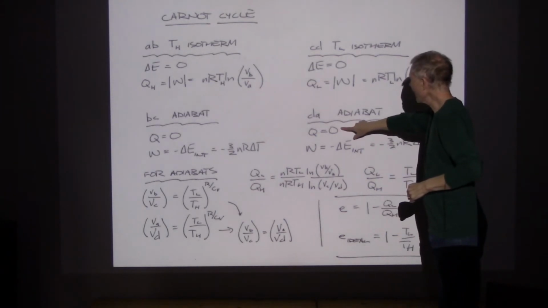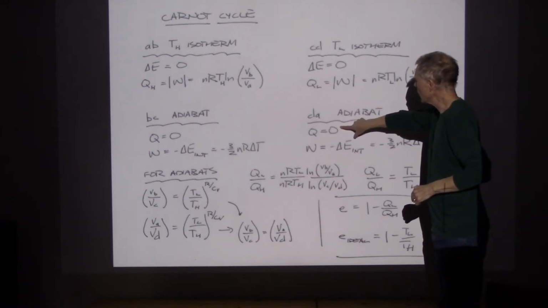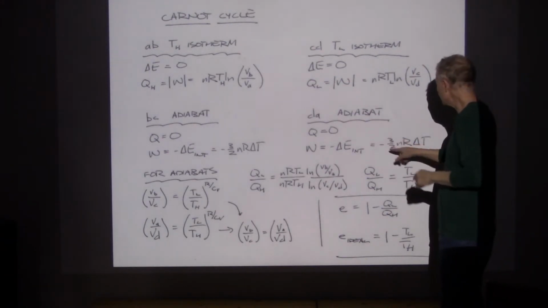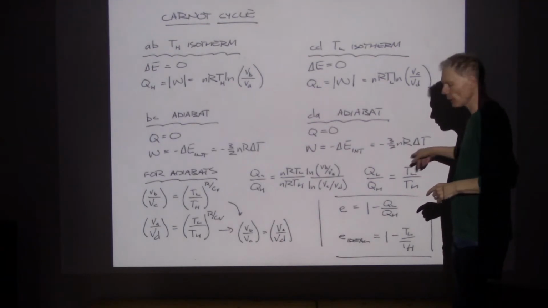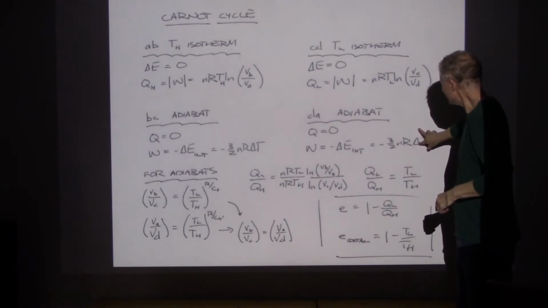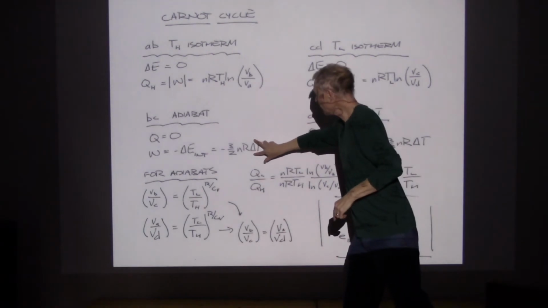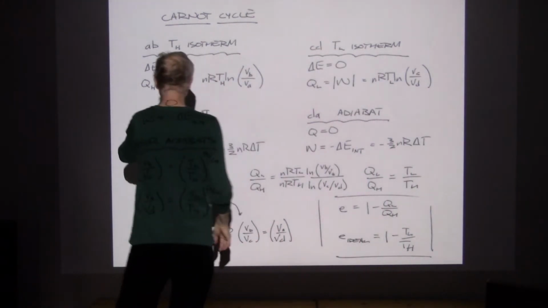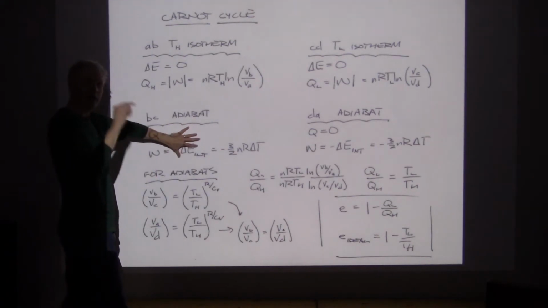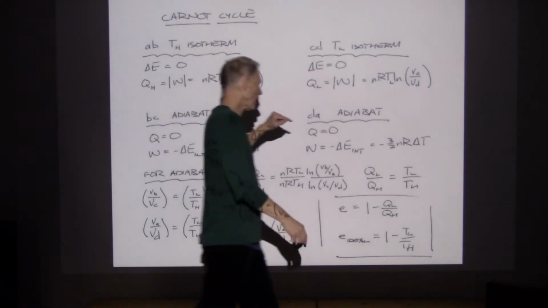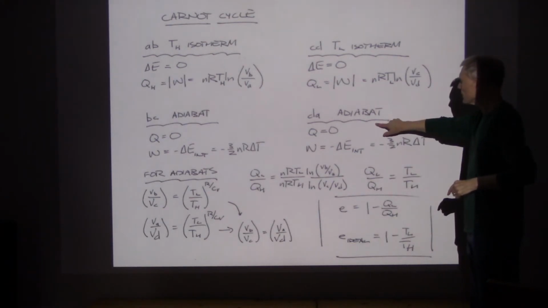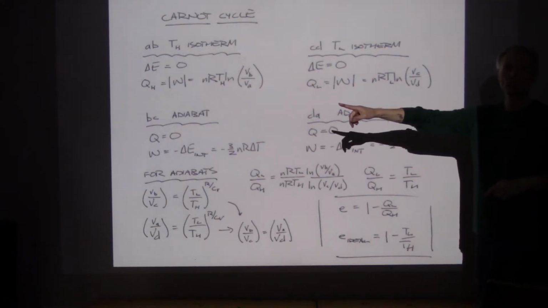And then here's the last portion of that compression. Q is equal to 0, and the work that we have to put in is 3/2 nR delta T. The delta T here is the opposite of the delta T in the expansion. So the work that we got along the adiabat during the expansion offsets the work we have to perform during the adiabat on the compression.